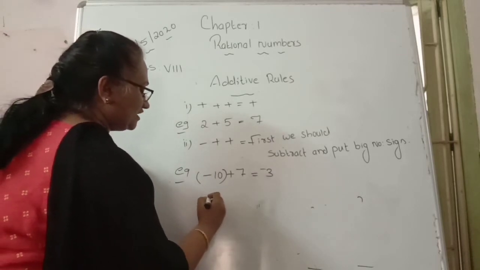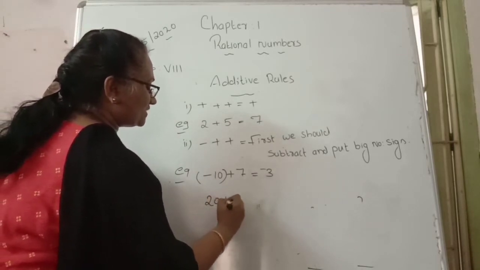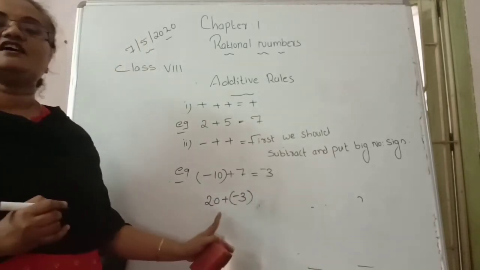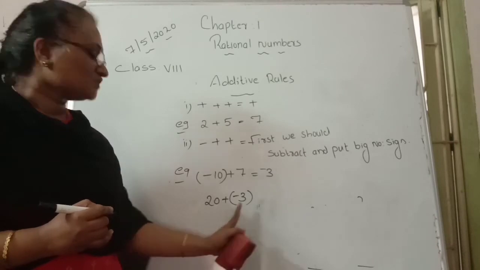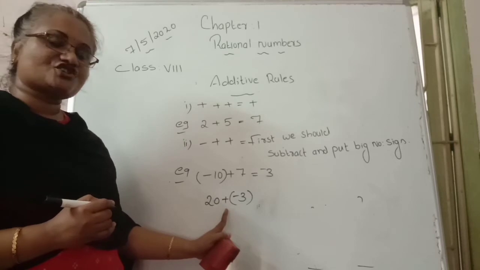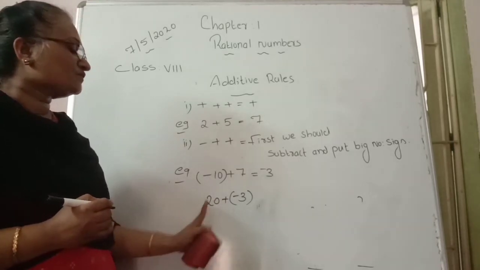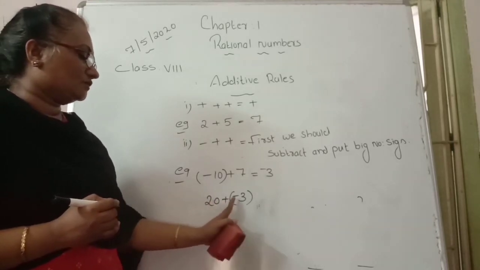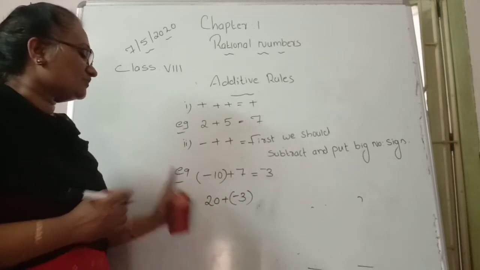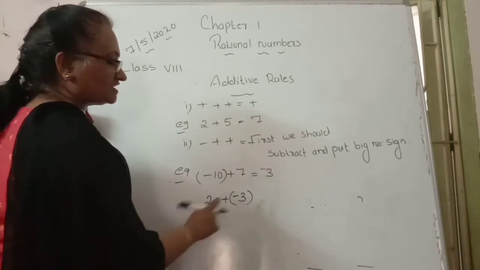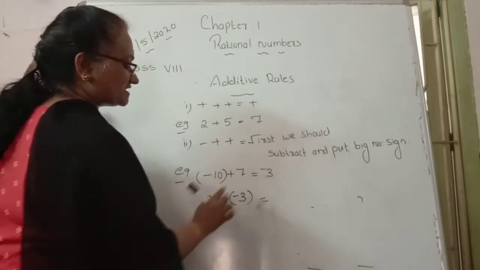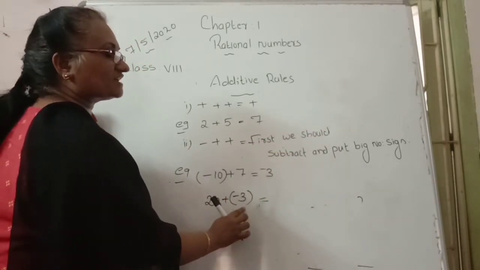Another example, 20 plus minus 3. 20 is a positive integer, minus 3 is a negative integer. Our operation is addition. Here opposite sign numbers are coming, so the rule says that first we should subtract. Subtraction: 20 minus 7 comes to how much?